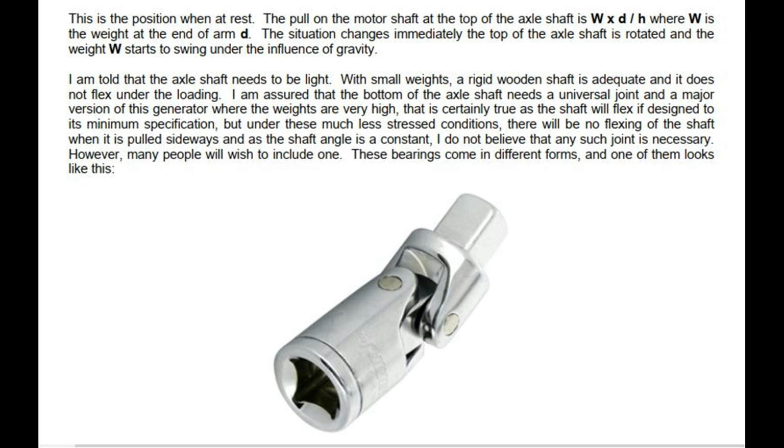With small weights, a rigid wooden shaft is adequate and it does not flex under the loading. I am assured that the bottom of the axle shaft needs a universal joint in a major version of this generator where the weights are very high. That is certainly true, as the shaft will flex if designed to its minimum specification, but under these much less stressed conditions, there will be no flexing of the shaft when it is pulled sideways, and as the shaft angle is a constant, I do not believe that any such joint is necessary. However, many people will wish to include one.